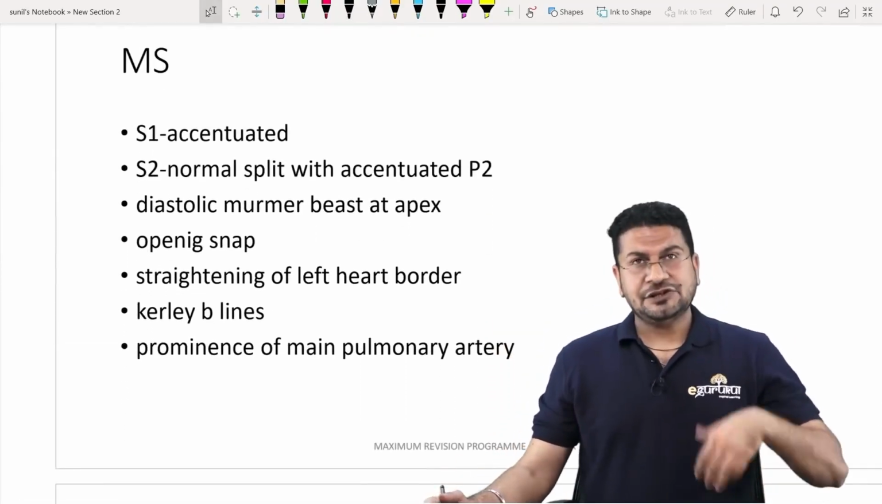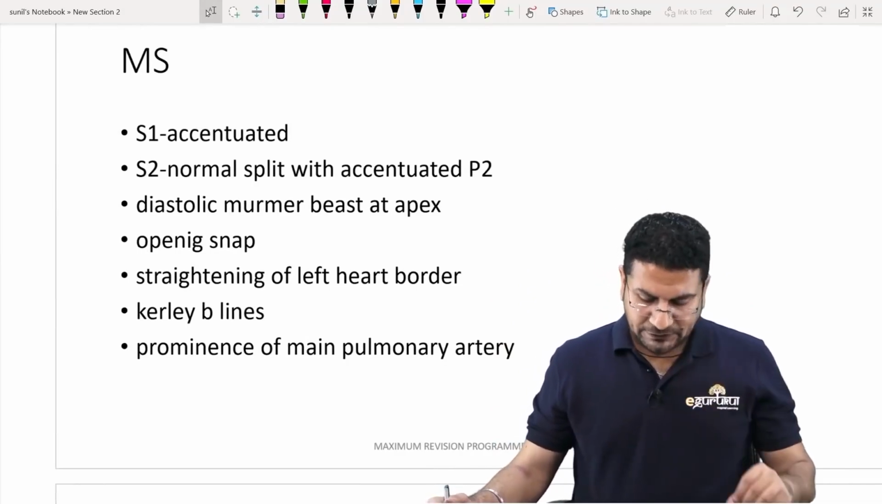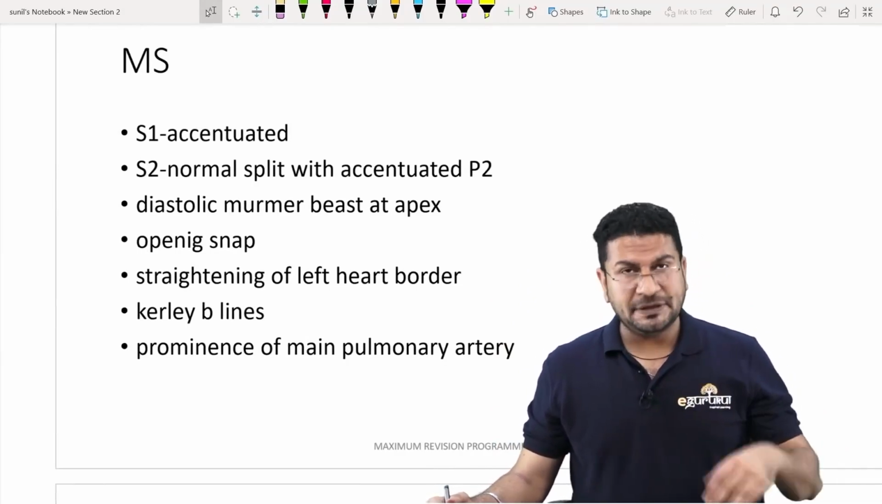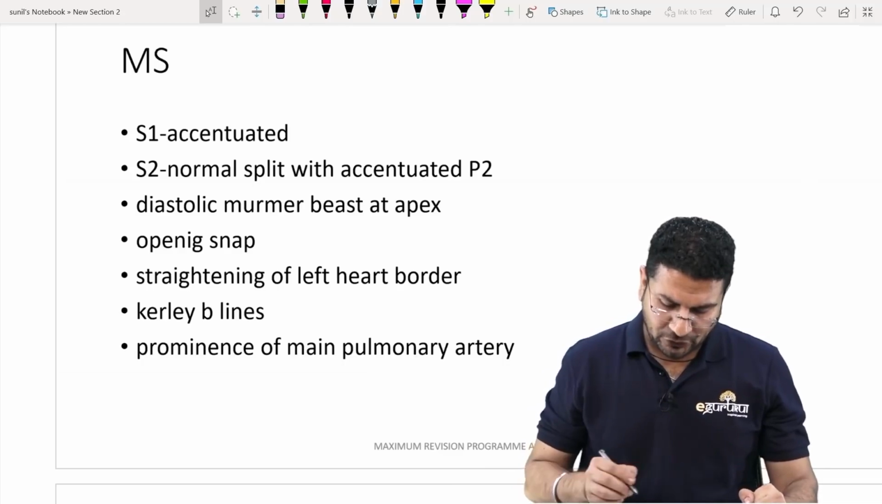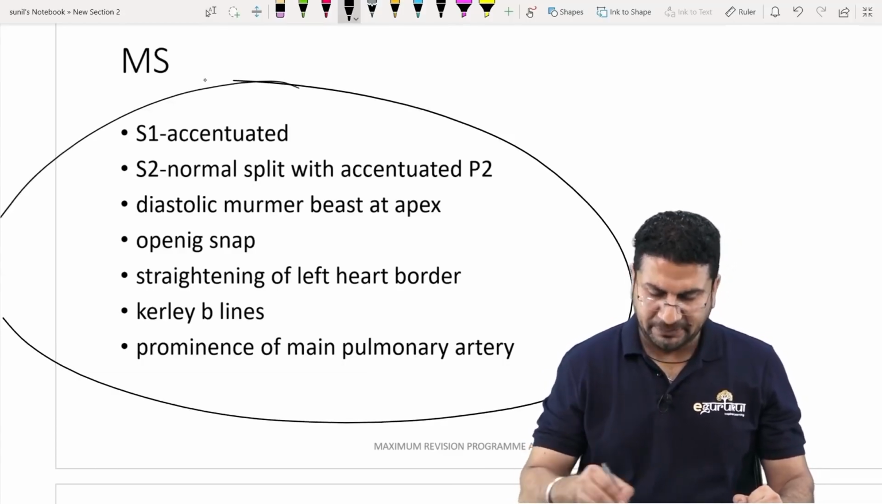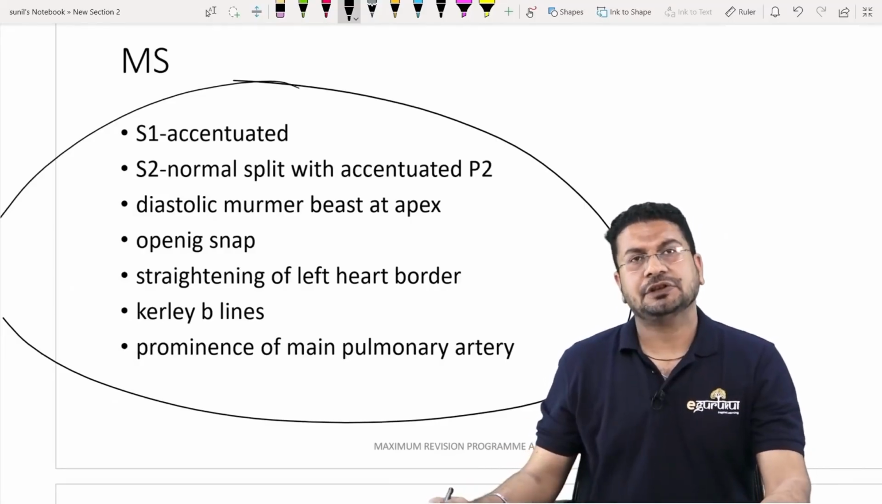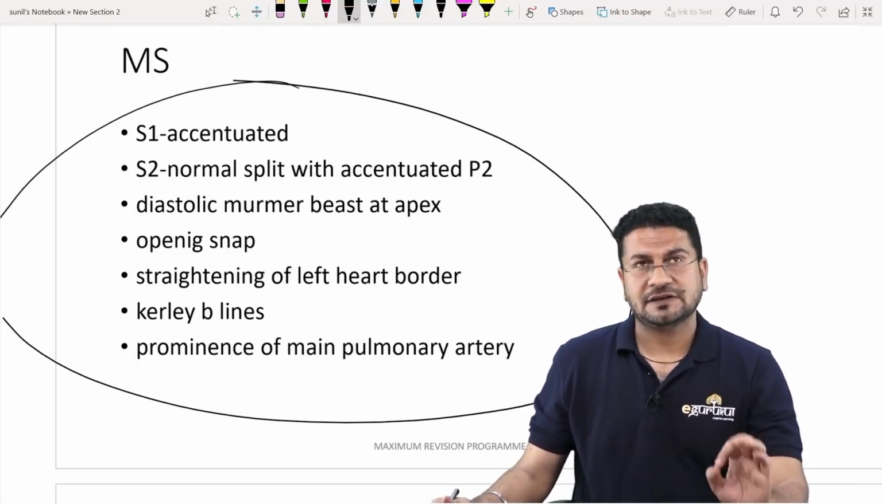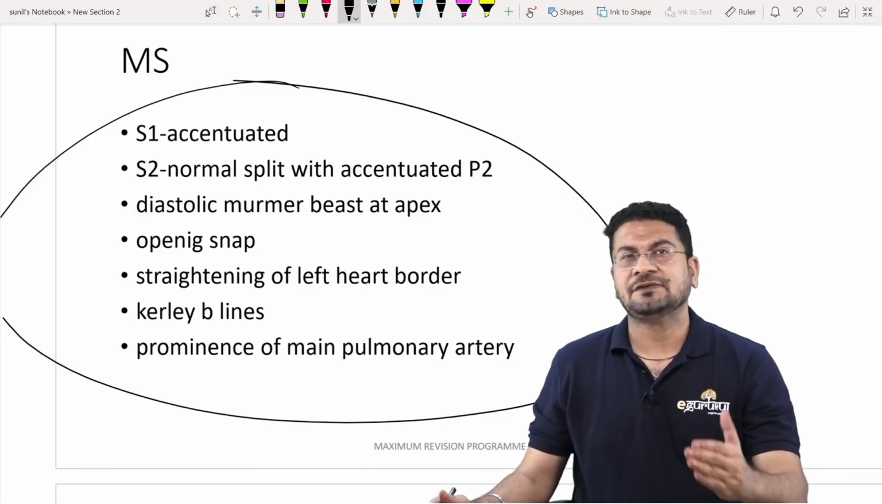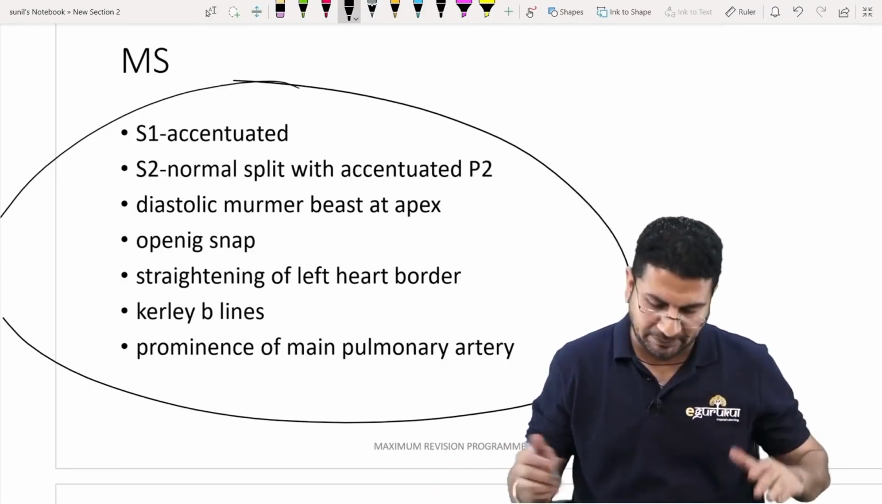Accentuated S1 means loud S1, normal split S2 with loud P2 component, diastolic murmur, opening snap, straightening of left heart border, curly B lines, and prominence of left main pulmonary artery. These are MCQ findings suggestive of mitral stenosis. I am expecting a clinical case from these findings in your exam in this attempt. This is my prediction.